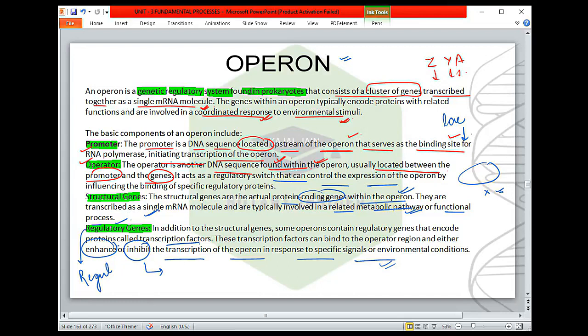So in that particular condition, a specific regulatory gene would be transcribed, and the proteins which get synthesized at the end will go and bind to the operator so that the functionality cannot be processed any further. Okay, this is very logical to understand.